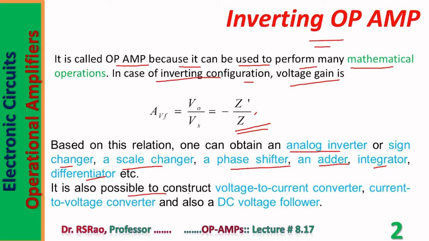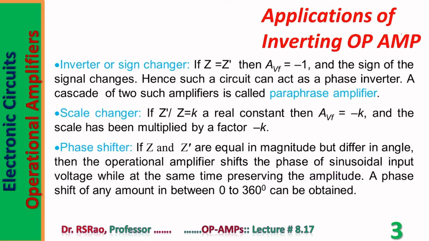It is also possible to construct a voltage to current converter, current to voltage converter, DC voltage follower, etc. Several other operations. In fact, innumerable applications are there for op amps. Now we spend some time on applications of the op amp when it is functioning in inverting mode.